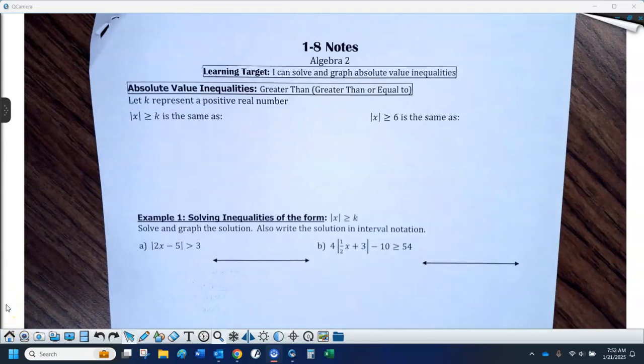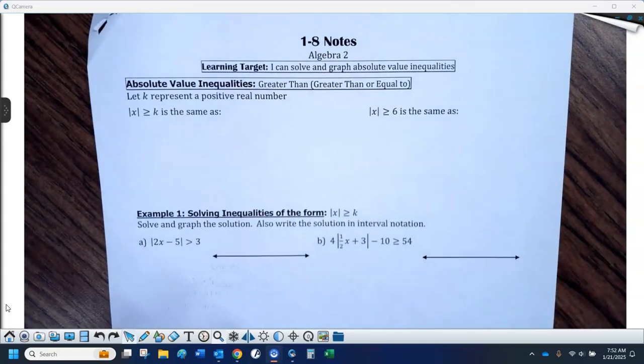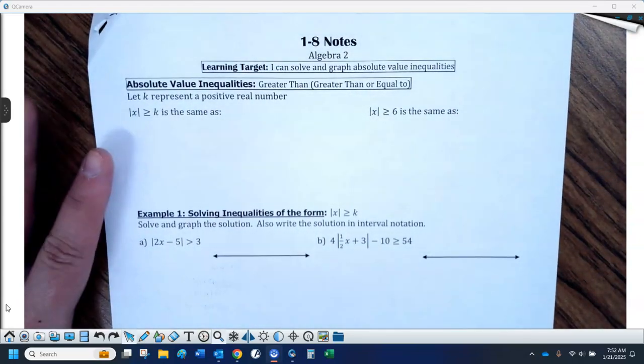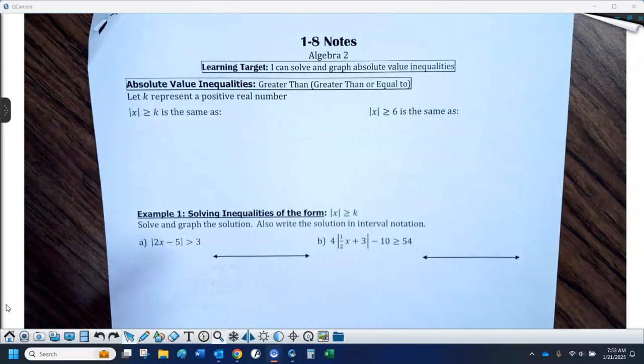All right, good morning. We're going to run through the way you're going to solve absolute value inequalities today. We're just going to separate it into greater than or equal to on the front, and then we'll do less than or equal to on the back. So let me give you the actual definition, and then I'll show you with a number here.